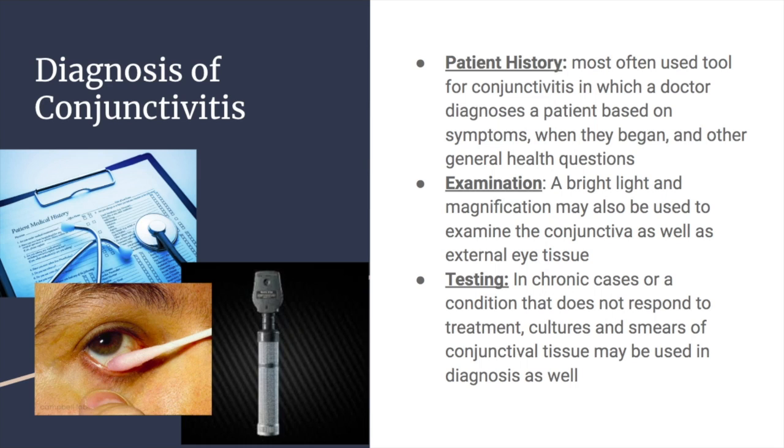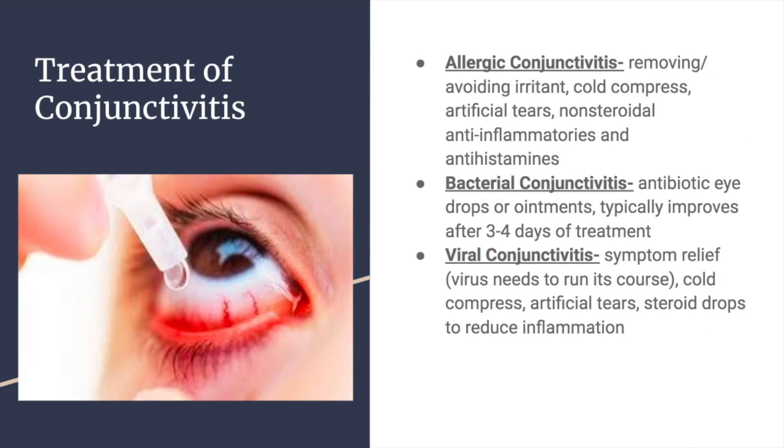So, in order to treat conjunctivitis, it really depends on the form that it's in. So, allergic conjunctivitis, really just removing and avoiding the irritant is what does the trick most of the time, but symptomatically, you could use cold compresses, artificial tears, nonsteroidal anti-inflammatories, and antihistamines. And then for bacterial conjunctivitis, improvement typically takes 3 to 4 days after treatment with antibiotic eye drops and ointments.